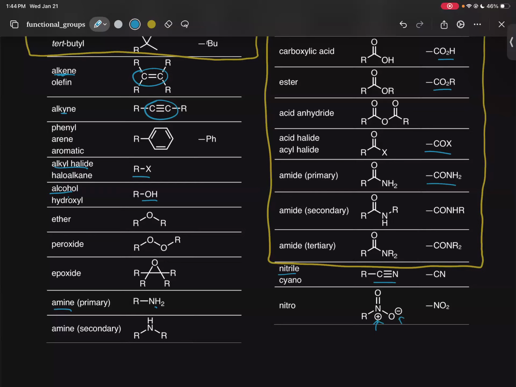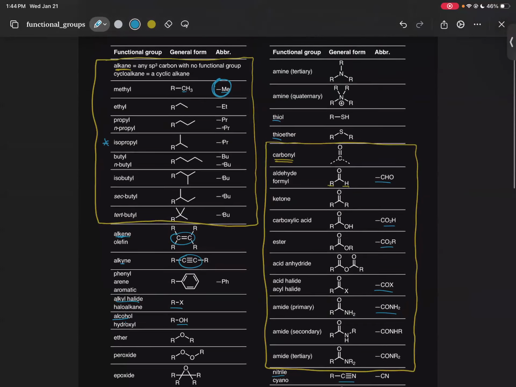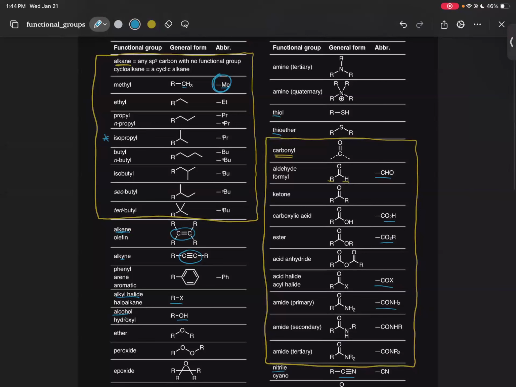So one thing we'll do in the coming classes is we're going to see a lot of examples of functional groups like this actually in molecules. I know the general forms are pretty vague, which is intentional because you can have these functional groups in a wide variety of molecules.